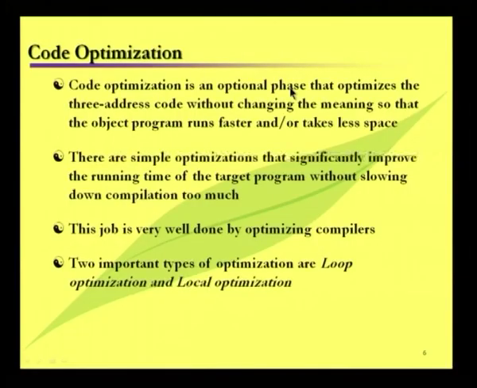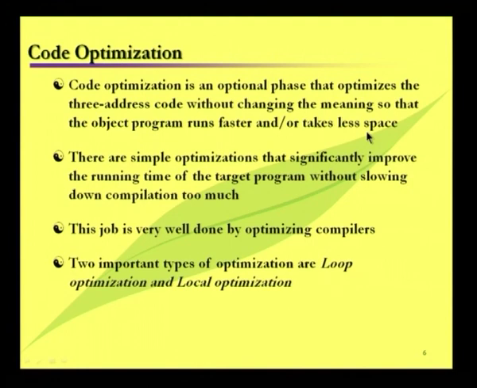So here we have a description. Code optimization is an optional phase that optimizes the three address code without changing the meaning, so that the object program runs faster and/or takes less space. That is very important here. It is expected to be faster, or to take less space, or to do both, that is, to be fast and take less space.